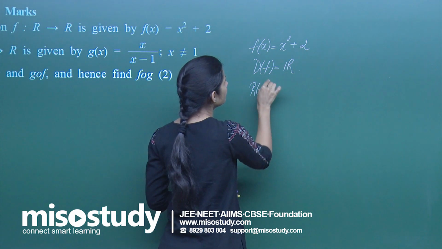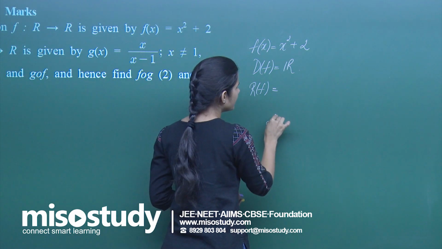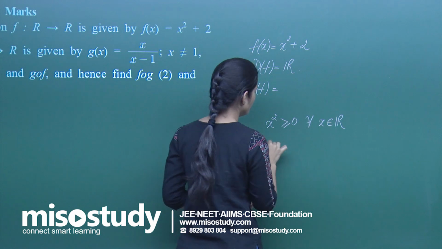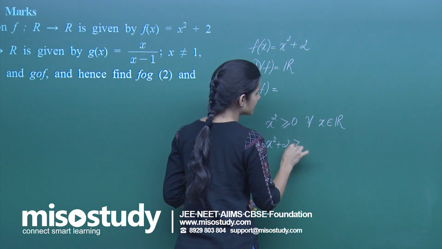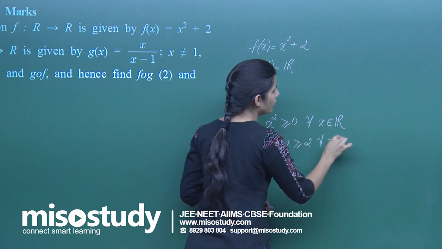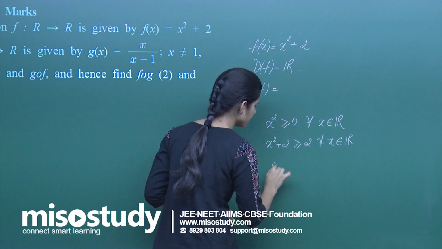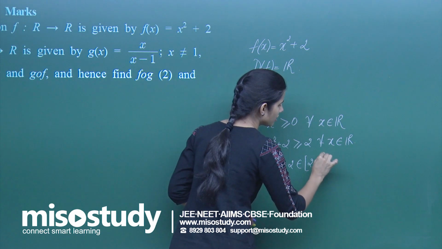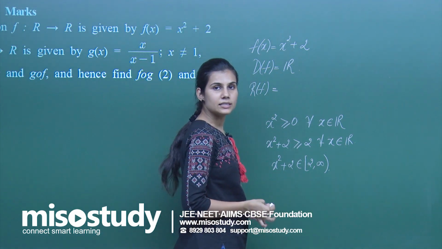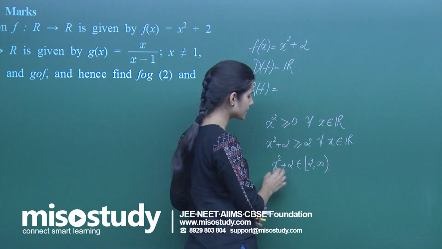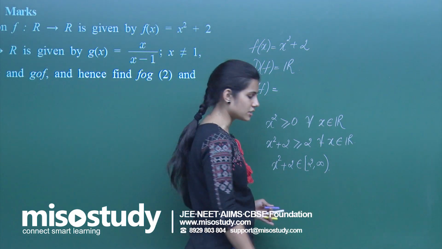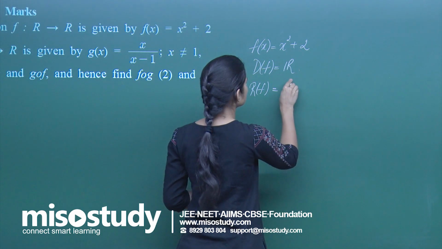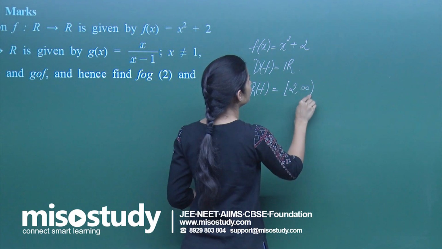What about the range of F? Well, x square is always a non-negative quantity for any real number. You know this. So x square plus 2 is greater than or equal to 2 for all x in the collection of all reals. That means whatever you plug in place of x, x square plus 2 will always give you values in this interval, and that is the range. Range of F is [2, infinity).